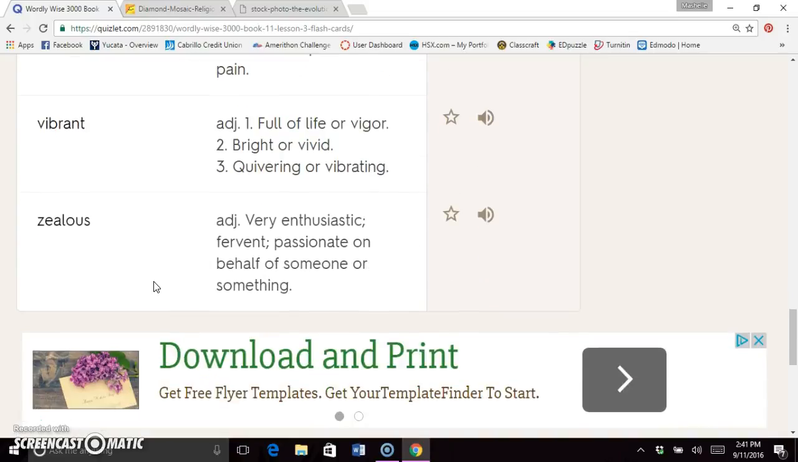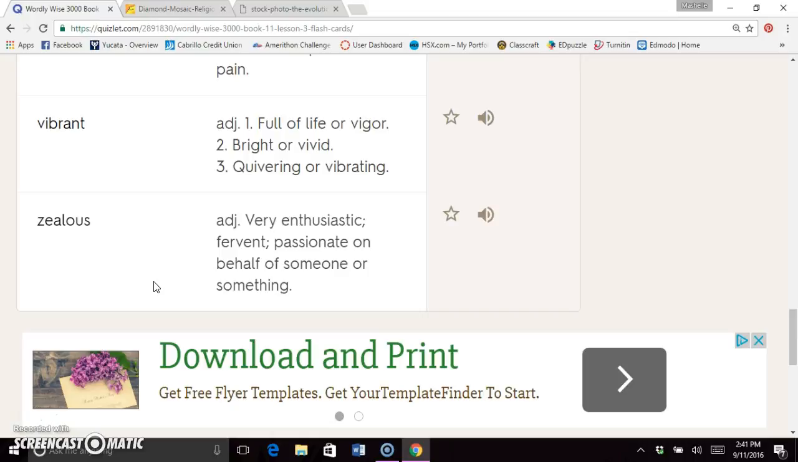Okay, last two. Vibrant is an adjective, full of life or vigor, bright or vivid, or quivering or vibrating. So something that is vibrant, again, fits with stellar and is the opposite of lackluster. So here you have synonyms and antonyms within the same list that fit here.